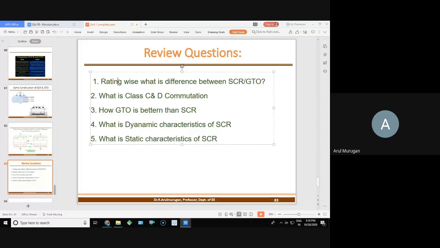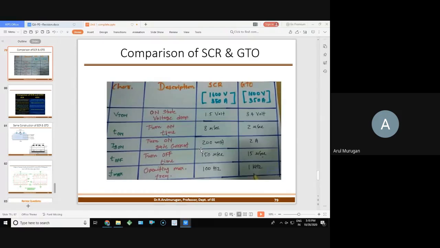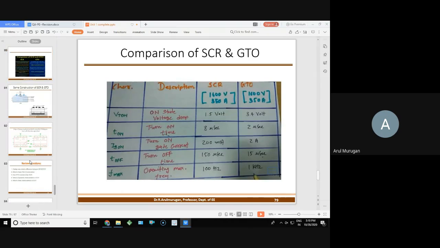So we are discussing the rating. The high rating is for the SCR, and the GTO has a lower rating. Class C and Class D are auxiliary devices used to turn off the SCR. So the GTO is better than the SCR. Why is it better? Because the switching frequency is very high, 10 times higher. The turn-on time as well as the turn-off time is very fast compared to the SCR. But the voltage drop is more, and the current needed for the gate is high. So that is about that.